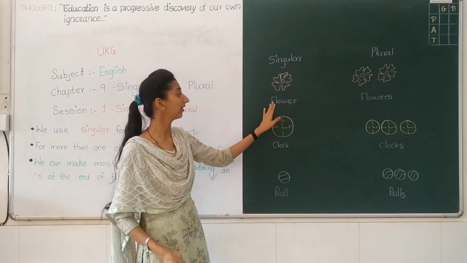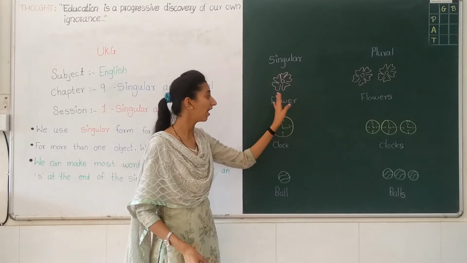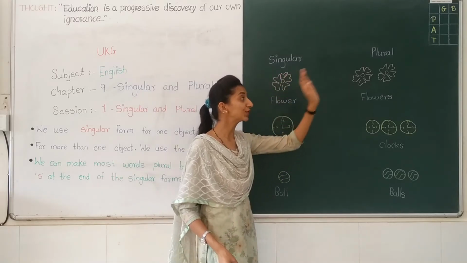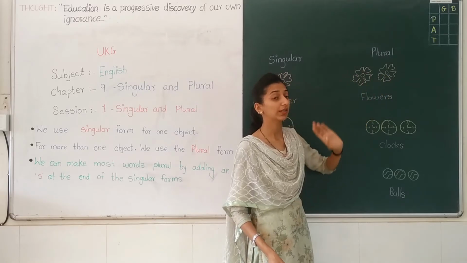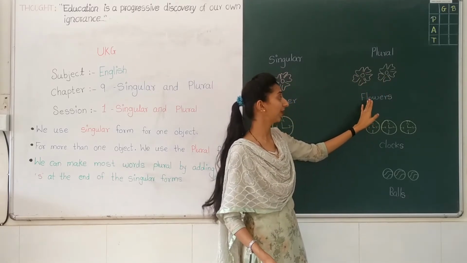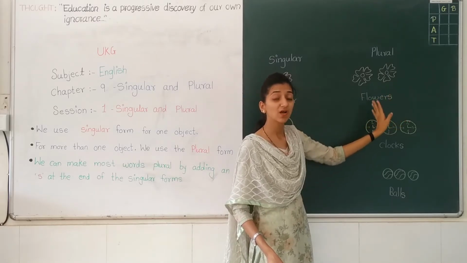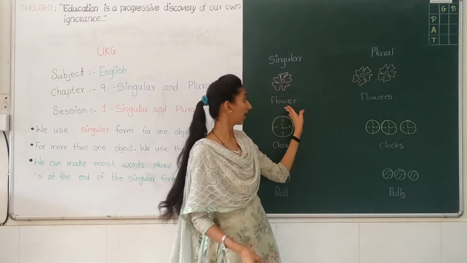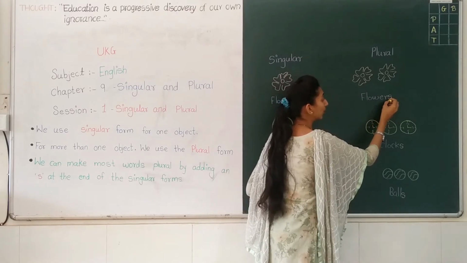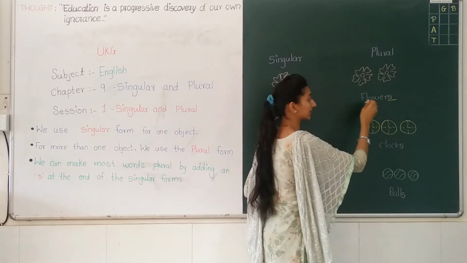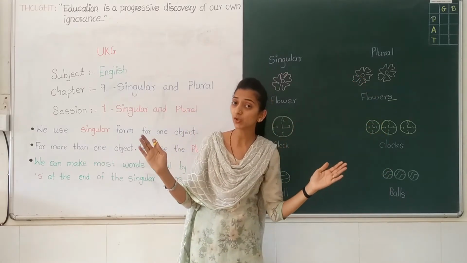Okay. Now, students, look here. Now, tell me, which object is this? Flower. Correct. And what is the spelling of flower? F-L-O-W-E-R. Flower. Now, students, look here. How many flowers are here? 1 and 2. Now, read this spelling. F-L-O-W-E-R-S. Flowers. Flower, flowers.